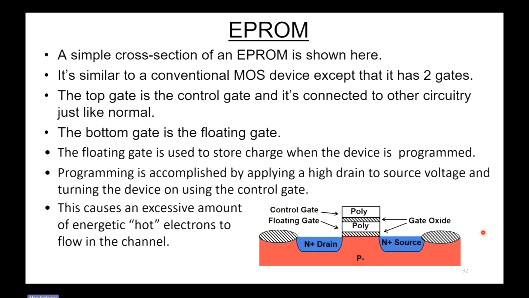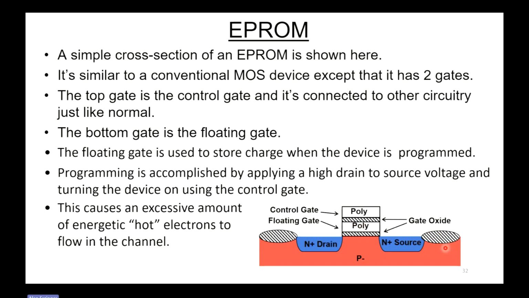So a simple cross-section of an EPROM is shown here. And it's similar to a conventional MOS device, except that it has two gates. The top gate is the control gate, and it's connected to other circuitry just like normal. The bottom gate is the floating gate. The floating gate is used to store charge when the device is programmed.